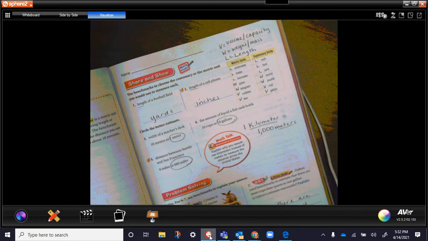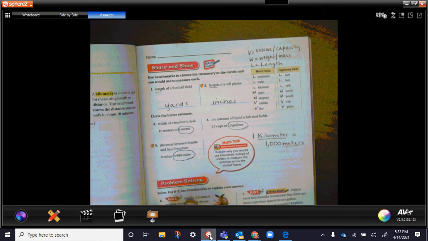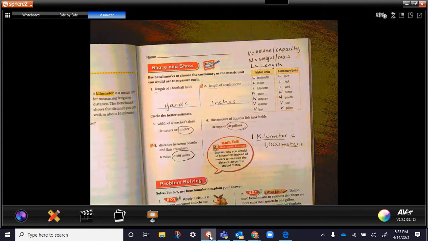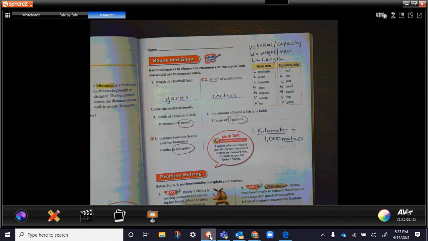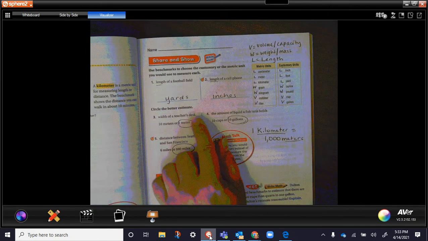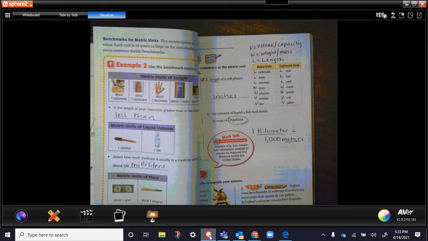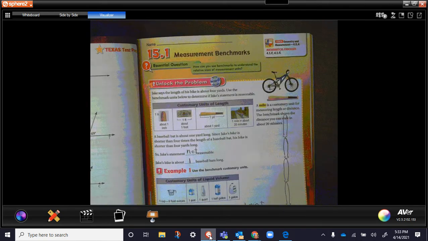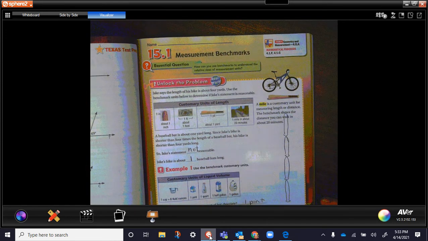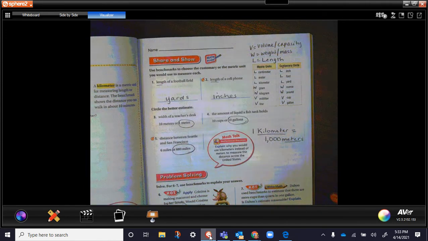Then we went to page 521, which is where we left off yesterday. Here on page 521, we continued talking about these benchmark units. If you flip back to page 520, it has some of those with the units of length, volume, and weight, and it continues with length, volume, and mass on the back side for the metric units. They've got them listed here.